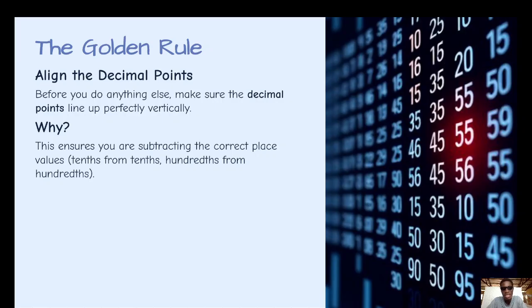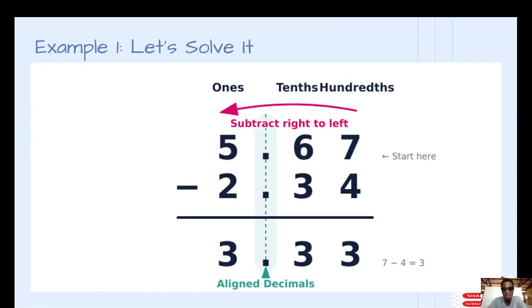So you need not forget what you learned in grade 5 and grade 6 on the decimal place values chart. The decimal place value chart is going to be very useful when it comes to subtracting decimals. All right, so let's look at the first example and then solve it together. In our first example, we are subtracting 2.34 from 5.67. So 2.34 from 5.67.